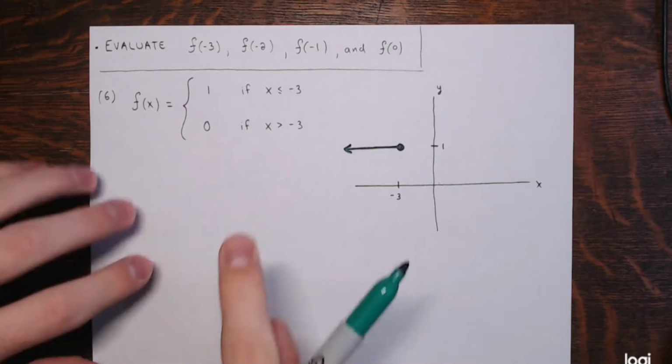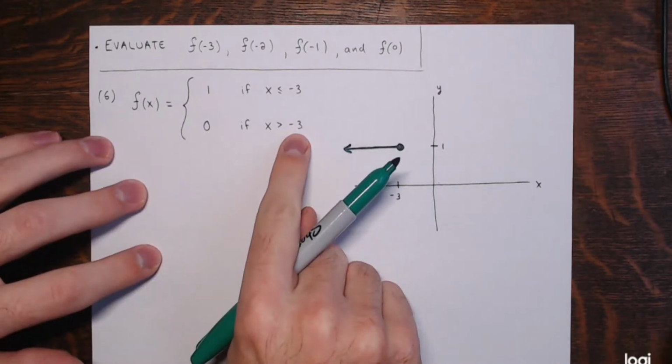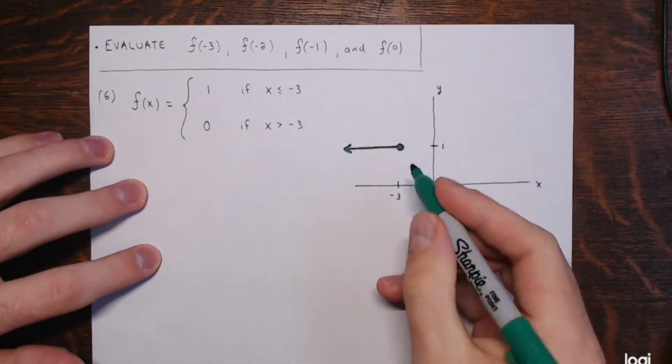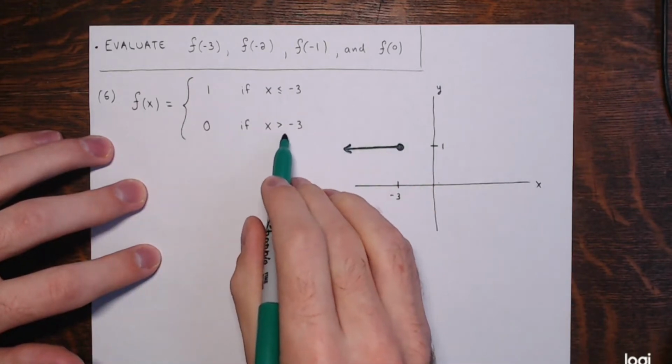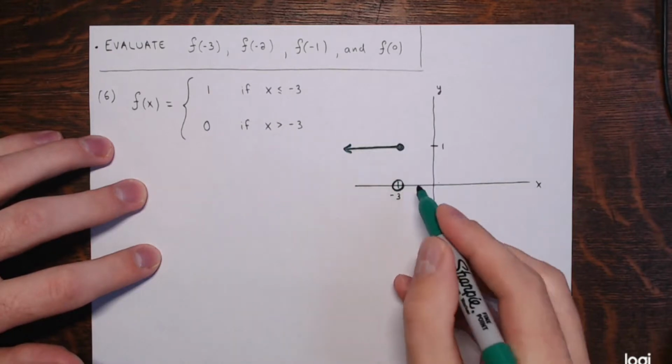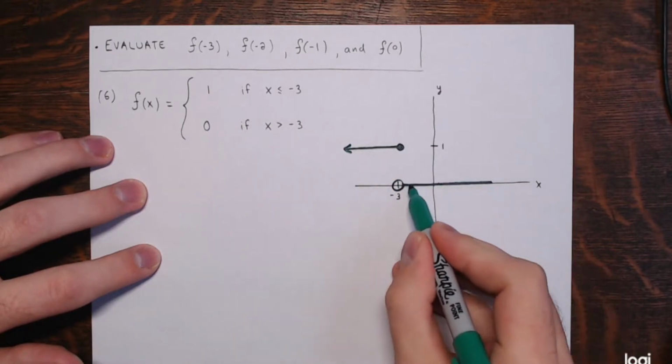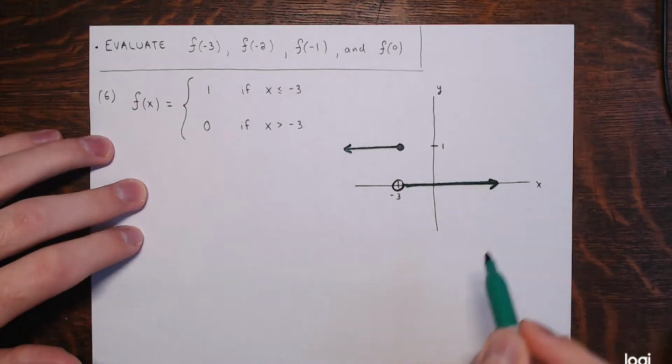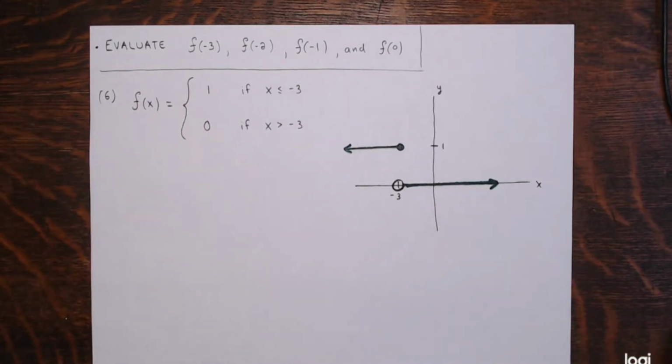And then when x is greater than negative 3, you get an output of 0, but not negative 3 itself. So there will be a hole, an open point at negative 3. So negative 3, 0, and then everything else, output is 0. Horizontal line. There's the graph of that. That was a quick one.